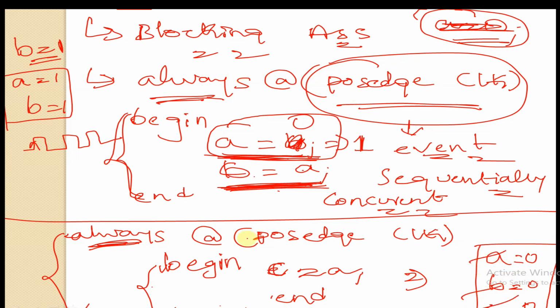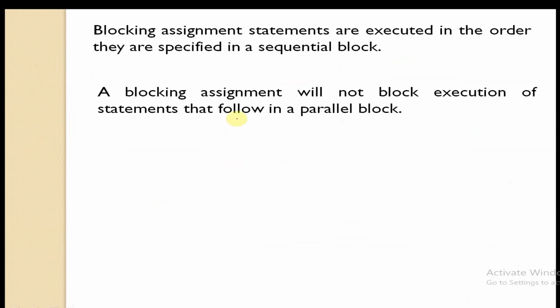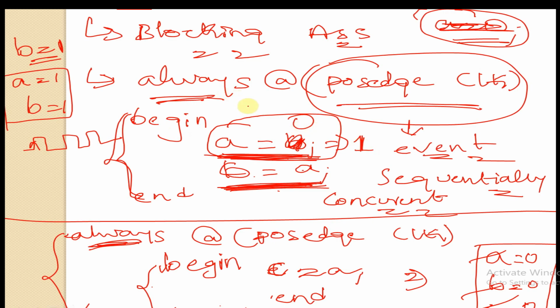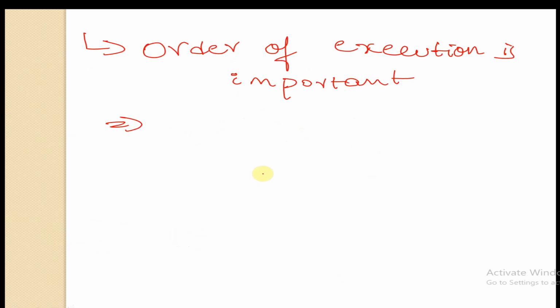So these two always blocks will run parallelly, and in the blocking assignments, the first statement will block the execution of the second assignment. Blocking assignment statements are executed in the order they are specified in a sequential block. A blocking assignment will not block the execution of statements that follow in a parallel block. So here the blocking assignment will not block the statement which is in another procedural block. These two blocks will run parallelly. So this is the blocking assignments.